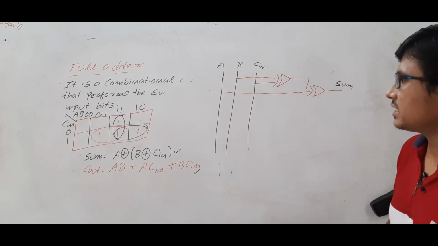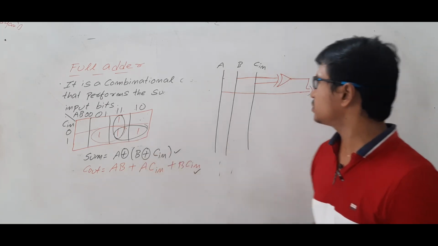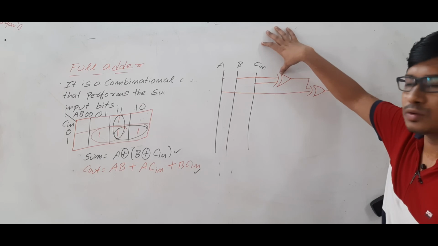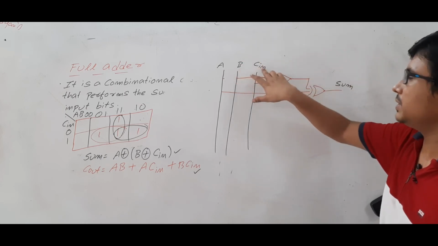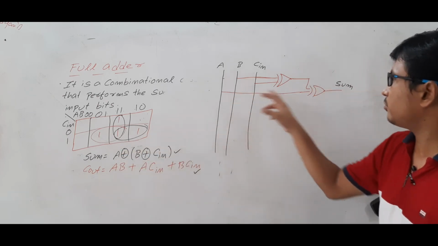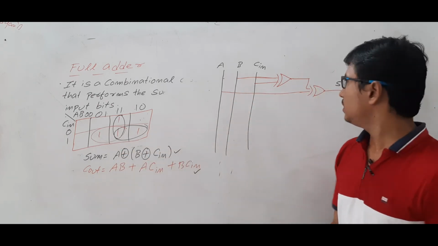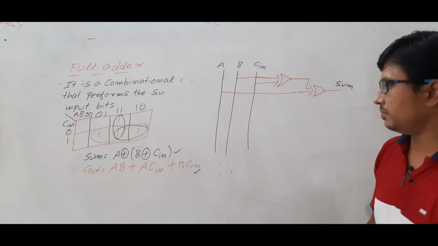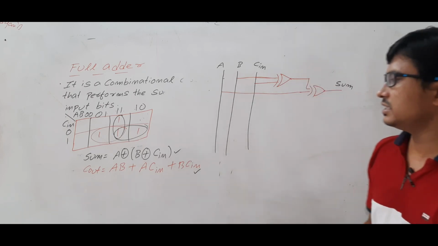Are you able to understand what I have done? B exclusive OR C in. So I have taken an exclusive OR gate. I performed the B and C in, and whatever the output I got, for that one I performed the exclusive OR with A. So I got the final result as a sum. Now let me talk about the C out.